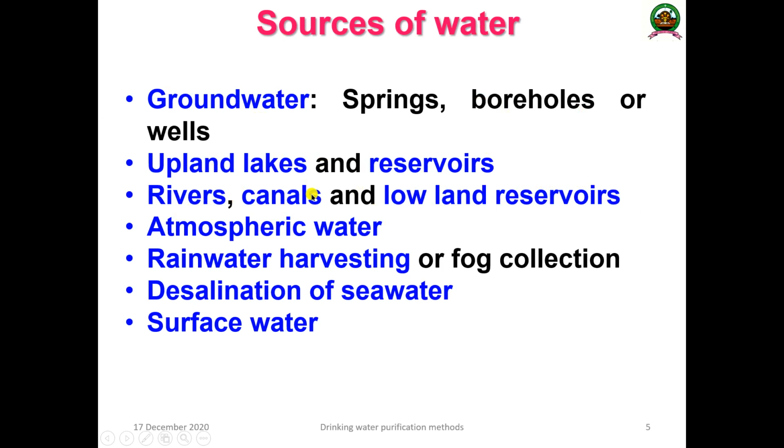Atmospheric water is also very important. Another important source is water harvested during the rain: whatever rainwater harvesting approach we use, we collect a lot of water, and that is another source. Or fog collection: if you collect the fog, it can be converted into water. Then desalination of seawater, the removal of salinity, meaning salt concentration, from the seawater, is another important source. Various other surface waters can also be used as sources of water.